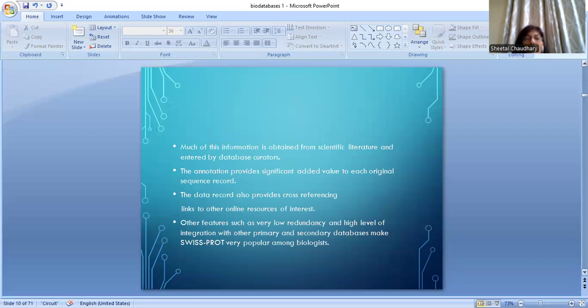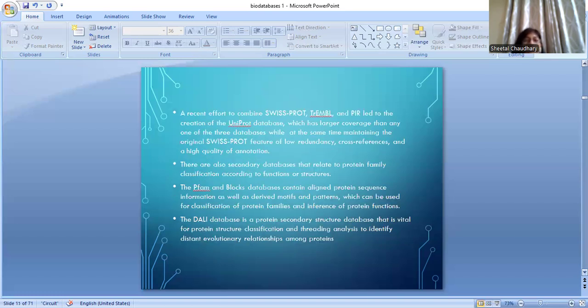Much of this information is obtained from scientific literature and entered by database curators. The annotation provides significant added value to each original sequence record. The data record also provides cross-referencing links to other online resources of interest. Other features, such as very low redundancy and a high level of integration with other primary and secondary databases, make SwissProt very popular among biologists.